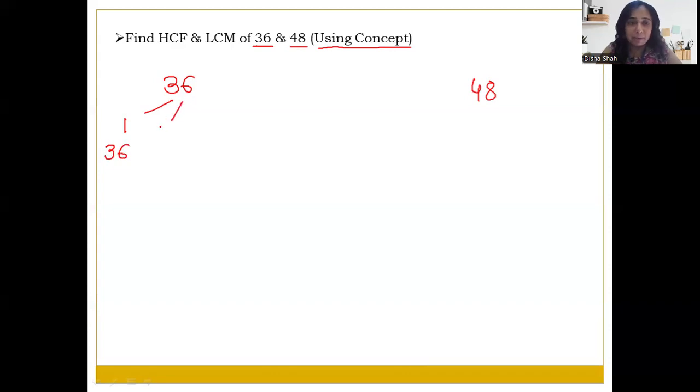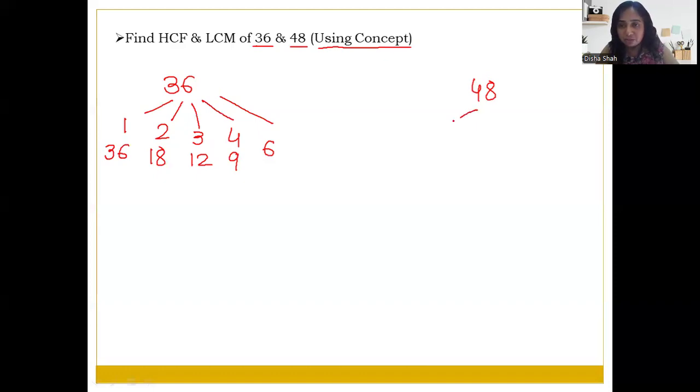Next number after 1 is 2. And 36 is completely divisible by 2, and we know that 2 into 18 is 36. So write 2 and 18 like this. Similarly 3 into 12 is 36, 4 into 9 is 36. After 4 comes 5, but 36 is not divisible by 5, so we will not write 5. And next is 6, 6 into 6 is 36. So in total 36 has 9 factors.